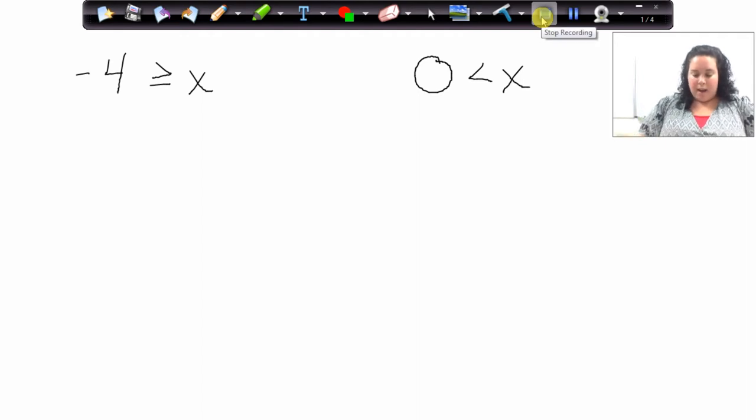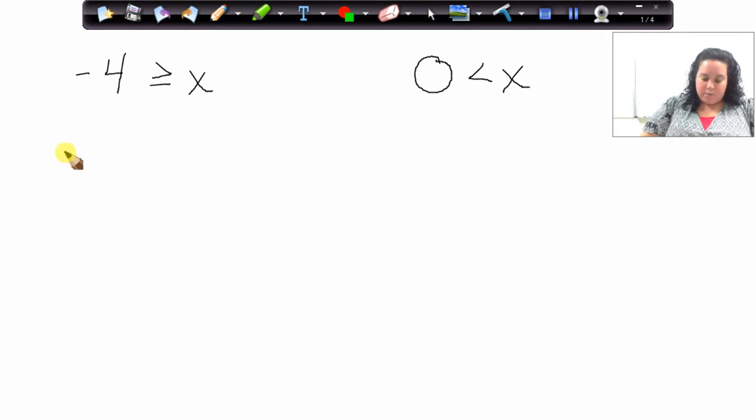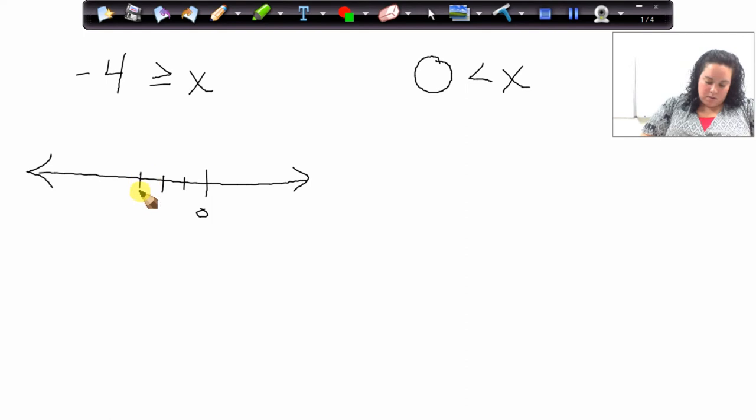Okay, how do we graph an inequality? This is an inequality: -4 is greater than or equal to x. What does this mean on a number line? Let's do 0, 1, 2, 3, -4.